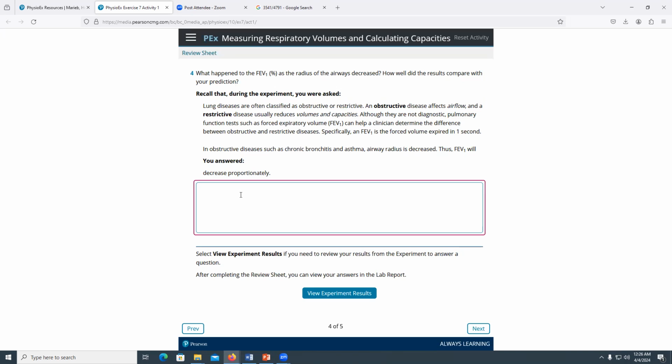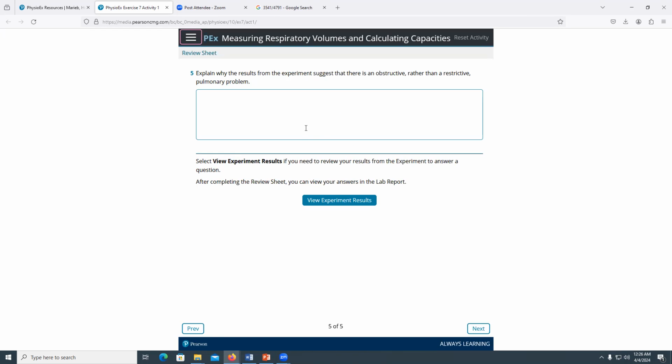Okay, obstructions. We have answered that. Explain why. The results from the experiment suggest that it is obstructive rather than restrictive, because there's an overall drop in the ratio. The FEV1 percentage decreased proportionally as the radius decreased, which is characteristic of obstructive pulmonary disease. There's a drop, so we no longer have 80%, we have less than 80%.